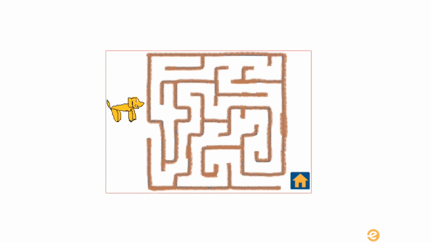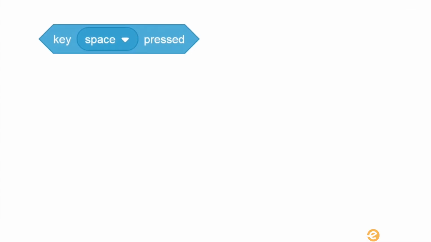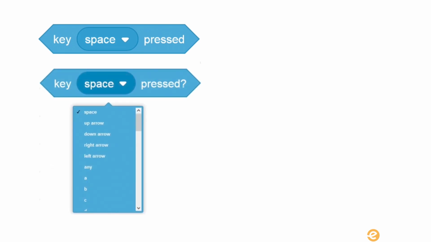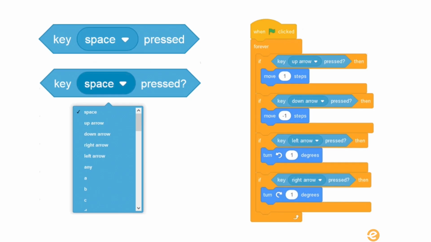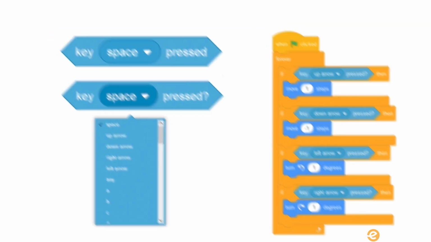The next question that comes to our mind is, how to detect the key press in Scratch? The key pressed block from the sensing palette can be used to detect if a certain key was pressed. You can select the key to be detected by clicking on the down arrow. So to sense a key press, this key pressed block can be put in an if-then block from the control palette and used appropriately. Try the script shown here.